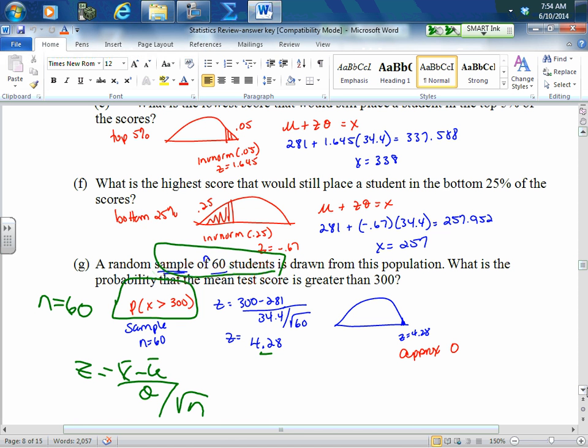Now, I want the area to the right of this z-score. It's way, way down on this edge somewhere. Your table only goes up to 3.49. Anything to the right of that is negligible. It's approximately 0. We can't say 0 because 0 means it's impossible to happen, and it is possible to happen. So we say approximately 0. If it was less than 300, it would be approximately 100%. It would be my whole curve.